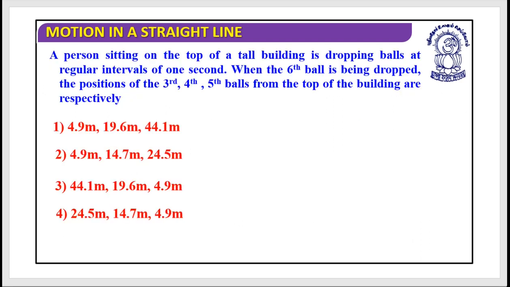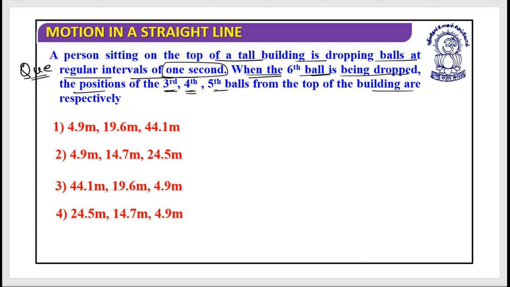So go through the data first and then try to attempt this. What the data is telling me is that a person sitting on the top of a tall building is dropping balls at regular intervals of 1 second. Every 1 second he is going to drop a ball. When the sixth ball is being dropped, you need to find the positions of the third, fourth and fifth balls from the top of the building.